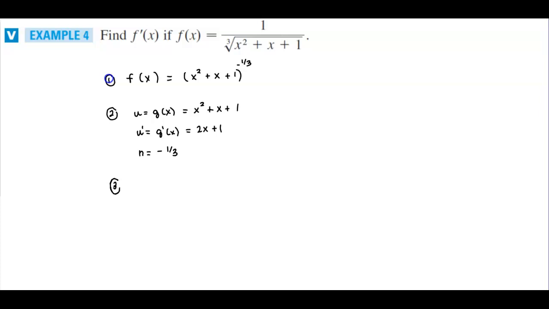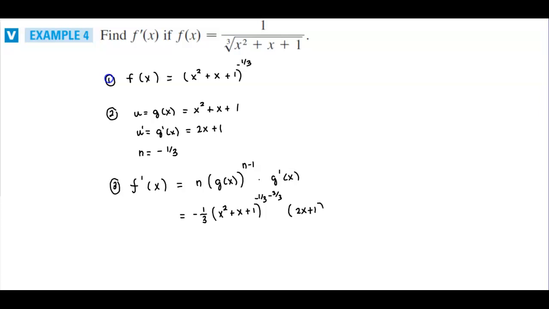So now we're going to plug it into that formula. So to find f prime of x, that's going to equal n times g of x to the power of n minus 1 times g prime of x. So we know that n represents negative 1/3. We know g of x is equal to x squared plus x plus 1. We know that n is negative 1/3, and we're going to subtract 1. So we're going to subtract 3 over 3. And then we're going to multiply it by g prime of x, which we know is 2x plus 1.